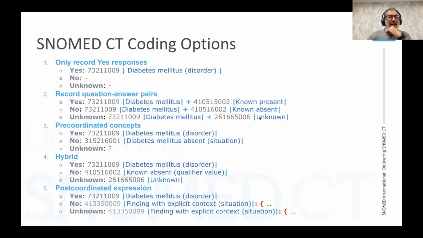Another option is to look for pre-coordinated concepts. Say if you type yes, you select diabetes mellitus, and if you type no, you select a concept that already exists in SNOMED as diabetes mellitus absent.